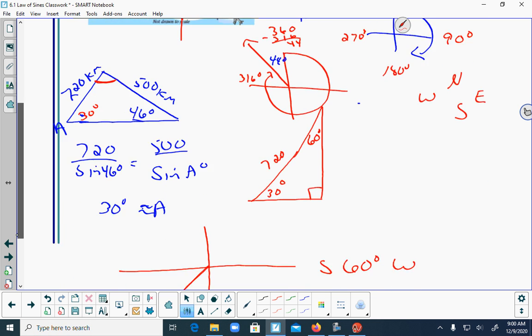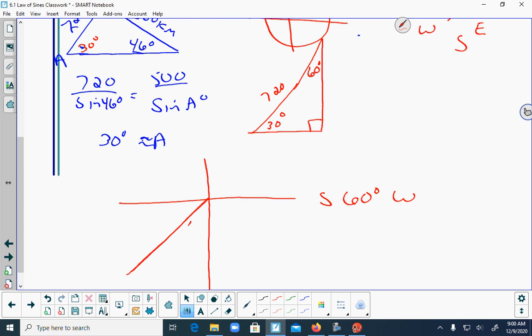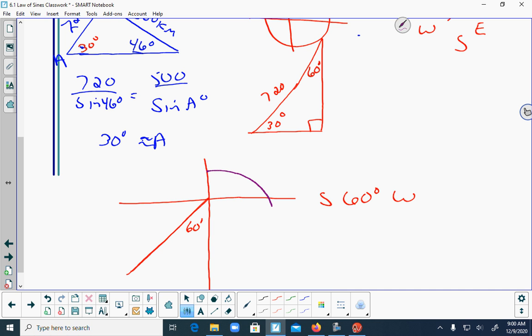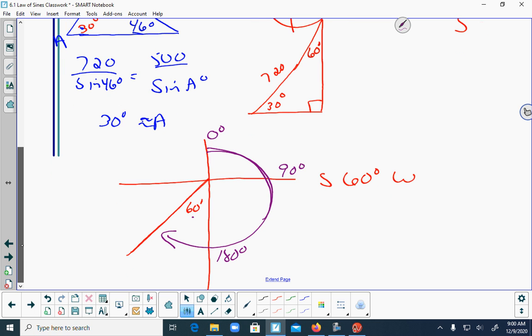But if I want to find the bearing, this is 60 degrees. I'm asking myself, if I start here and go all the way around, this is 0 degrees, this is 90 degrees, this is 180 degrees, and I have another 60 degrees. So if I take 180 plus 60, I end up with 240 degrees. The two proper answers you can give are a bearing of south 60 degrees west, or a navigation angle of 240 degrees.